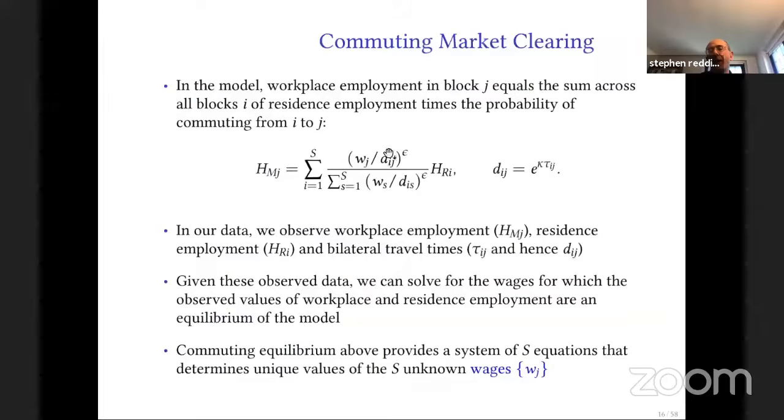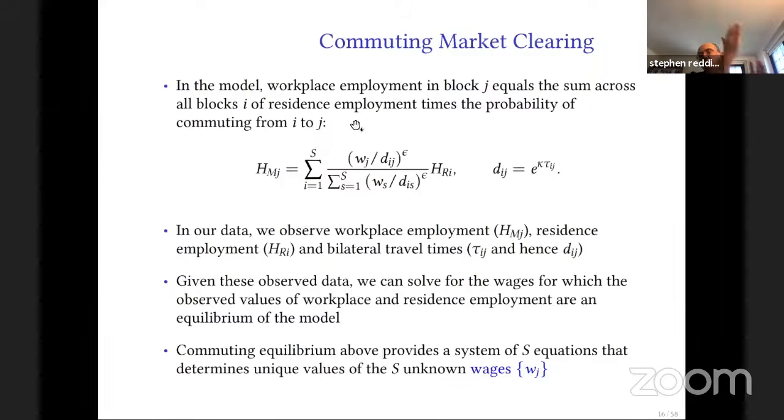Let's imagine that I can parameterize commuting costs with travel times by assuming they're an exponential function of travel times. Then if I see those travel times, and if I know the parameters, epsilon, the Frechet shape parameter, and kappa, which controls the elasticity of commuting costs to travel times, if I know those two parameters, then I observe everything in this equation apart from wages. Okay, we don't see wages in the data, but given that I observe everything apart from wages, if I know the parameters, I can just use this equation to solve for wages.